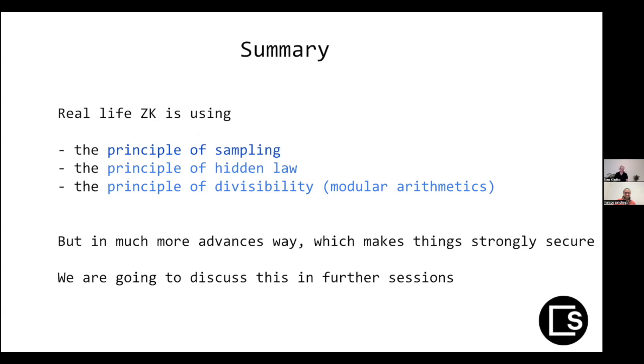So coming back to the elevator pitch: if someone asks you what ZK is, tell them that ZK is not actually moon math, it's probabilistic mathematics, a probabilistic algorithm. And the three principles are sampling, hidden law, and divisibility. By improving each of them, we can design things which can be verified and secure on a computer. So that's it for this session. I hope you now have a little bit of a feeling that it's not really moon math, and the next sessions are going to go a little deeper.